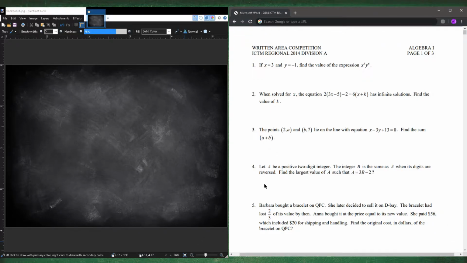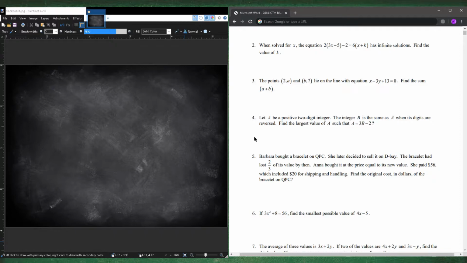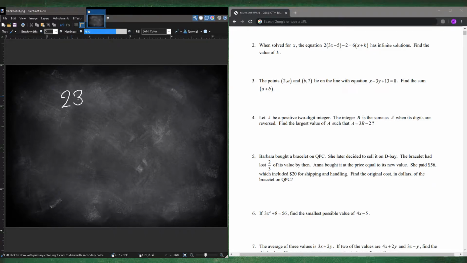Okay, so far, first 3, pretty okay. Number 4, let a be a two-digit integer. The integer b is the same as a when the digits are reversed. So it's something like if a is equal to 23, then b is equal to 32. Find the largest value of a such that a is equal to 3b minus 2. So let's say a is equal to 10x plus y. Because if x is equal to 2 and y is equal to 3, the number is 23, right? So the tens place is the x and the y is the ones place. That means basically b is the opposite of that. It will be 10y plus x.